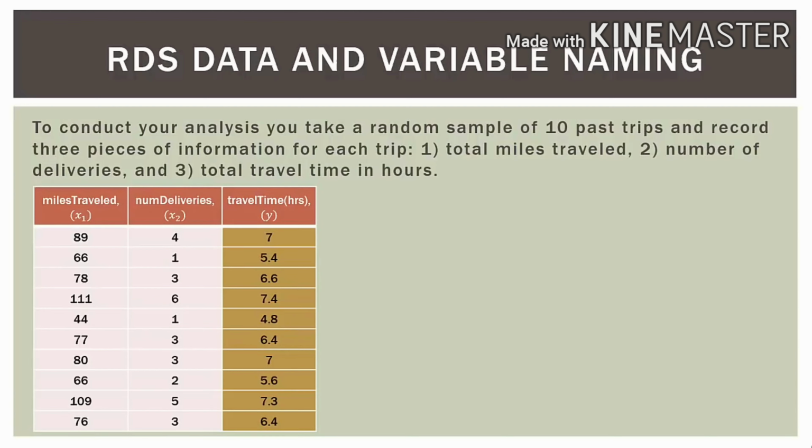Now x1 and x2 are special types of variables we'll discuss in a minute, and y is a distinct variable we'll talk about in a minute. We can see the first trip, we traveled 89 miles, we had 4 deliveries on that trip, and the total time was 7 hours. The second trip was 66 miles, we only had 1 delivery, and the travel time was 5.4 hours. So here are our 10 trips.